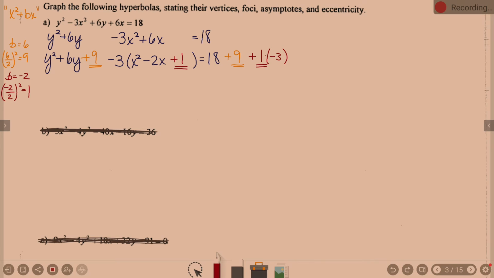The whole point of completing the square is now we are ready to factor into a perfect square. Y squared plus 6y plus 9. Square root of y squared is y. Square root of 9, 3. Or in other words, 3 times 3 is 9, and 3 plus 3 is 6. Keep the minus 3 here. Factor your x's. Square root of x squared is x. Square root of 1 is 1, and that is a minus 1.